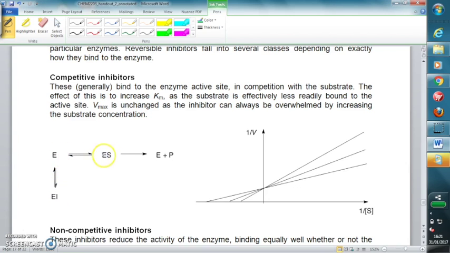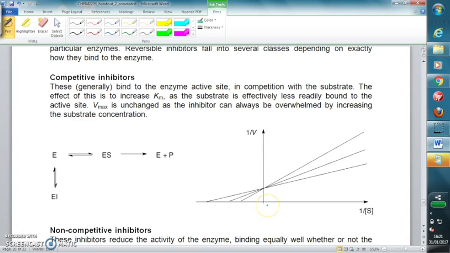But the point here is that because we've got a competition between these two processes, if we have some inhibitor, we can overwhelm that by putting more substrate in. So by increasing the substrate concentration, we can get back onto this main pathway, and overall the maximum rate of the enzymic conversion, Vmax, is unchanged. So the effect of the inhibition is to effectively increase the Michaelis constant, make the binding weaker.